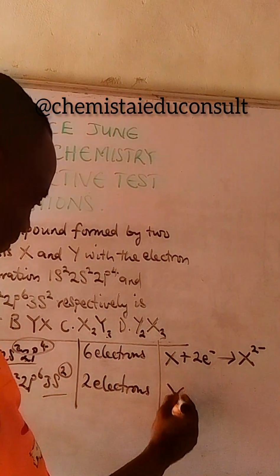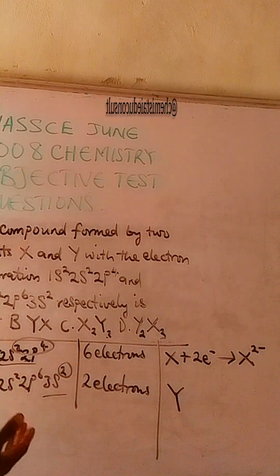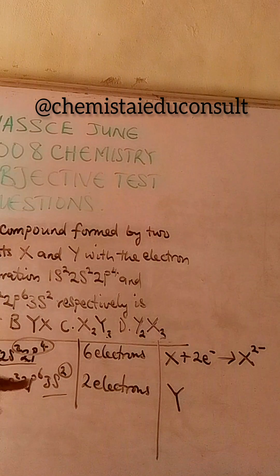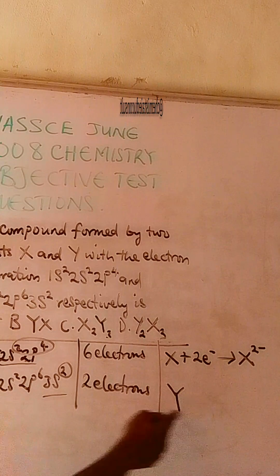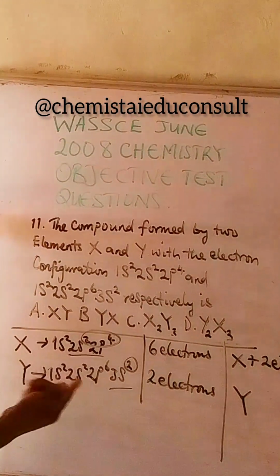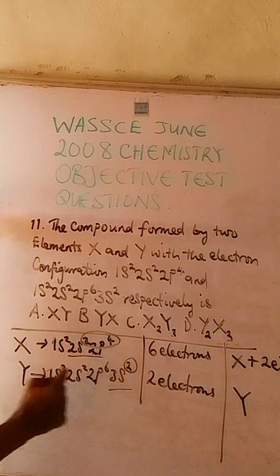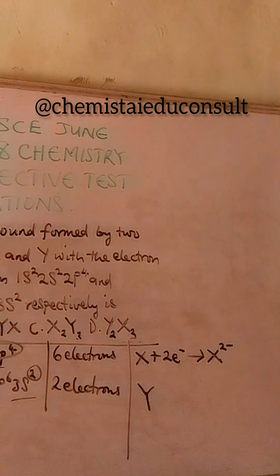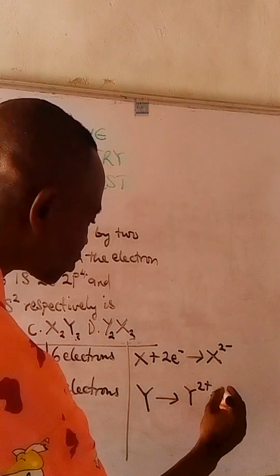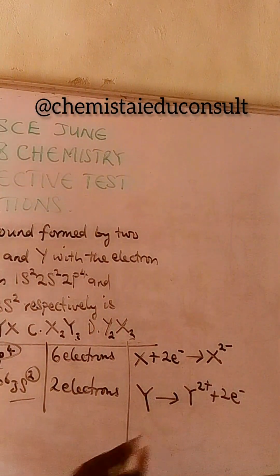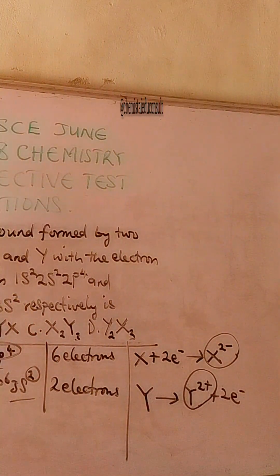Y itself has 2 electrons at the last shell. How will it have octet electronic configuration? It is going to lose that 2 because X is already demanding 2. It will lose the 2 and return to octet stability. I mean, this second shell becomes the last shell and there are 8 electrons there. So when it loses 2 electrons, it becomes Y2 plus. Therefore, 2 ions, Y2 plus and X2 minus, have been formed.